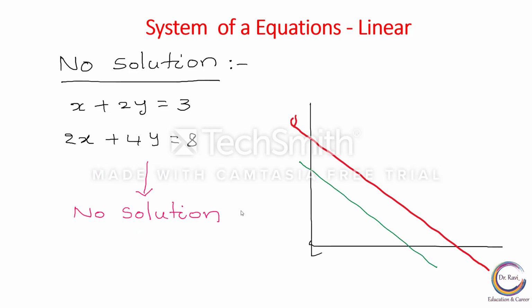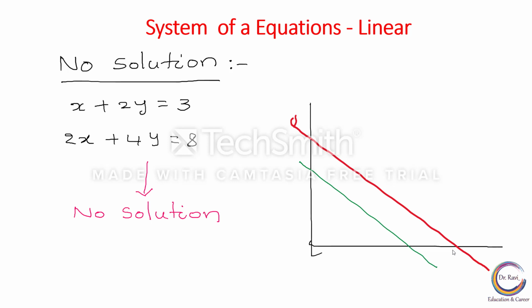So, the other case, that is x plus 2y equal to 3, 2x plus 4y equal to 8. If we try to solve this, we won't find any value of x which satisfies both the equations. Therefore, we say there is no solution for this system. That means the system is said to be inconsistent. If we plot these two, we will get two lines which are parallel. That means they are not going to intersect anywhere. That means there is no point which lies on both the straight lines. That means there is no solution.